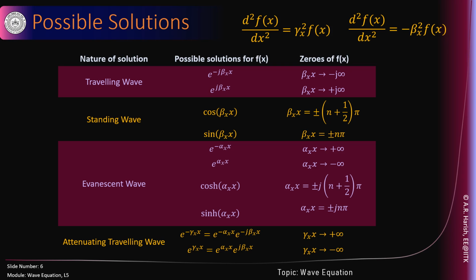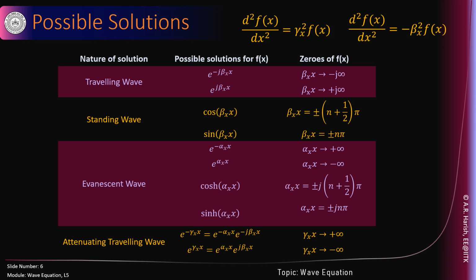This is a kind of solution we choose when we know that the final solution has to satisfy certain boundary conditions. That is, if the function has to go to 0 at a particular location, then we choose the appropriate form of this solution.